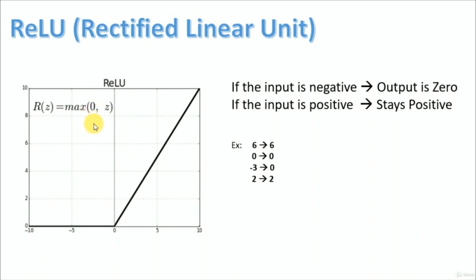So it's a very simple activation function, which is a linear function when the input is positive and is 0 when the input is negative. In other words, it just converts all the negative values to 0, and thus adds non-linearity.